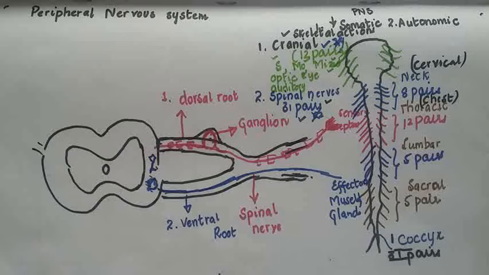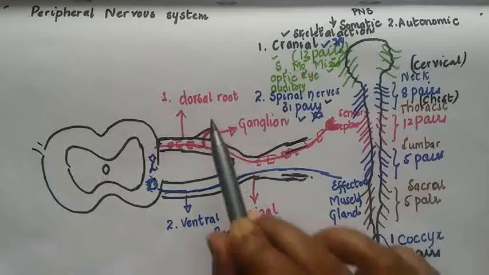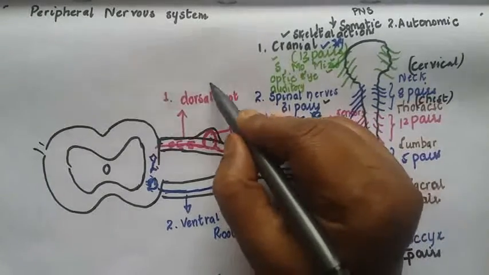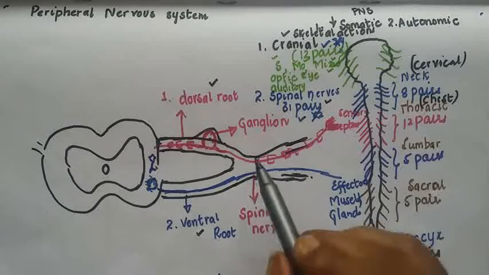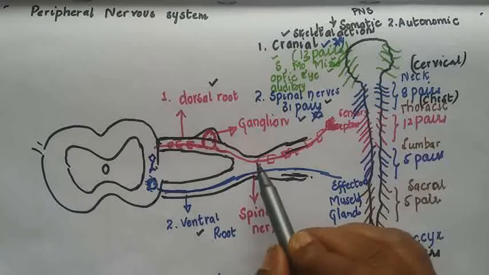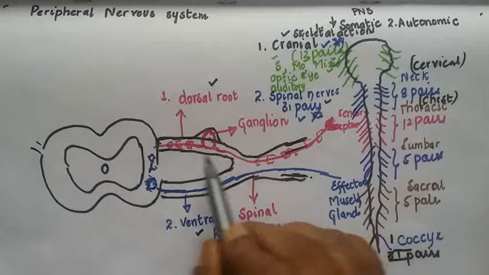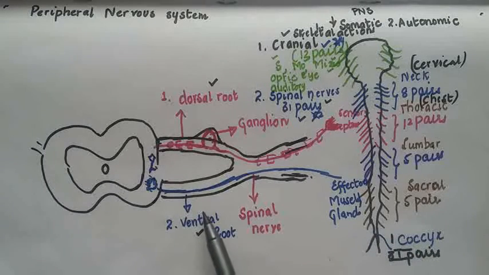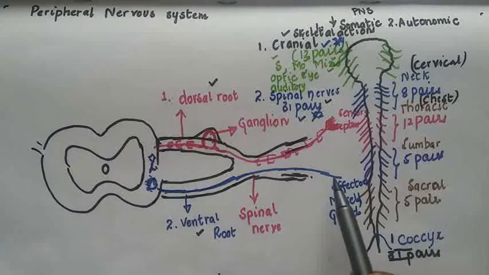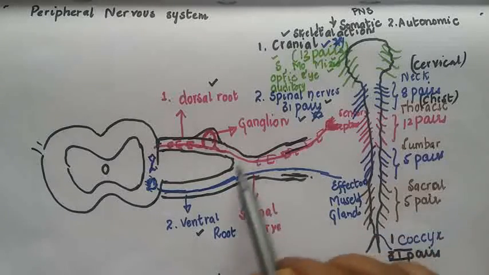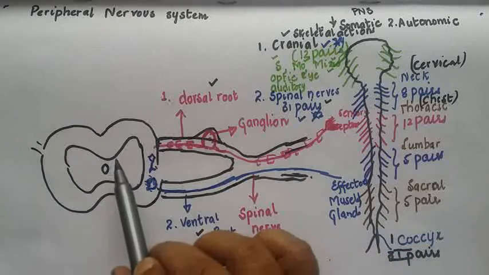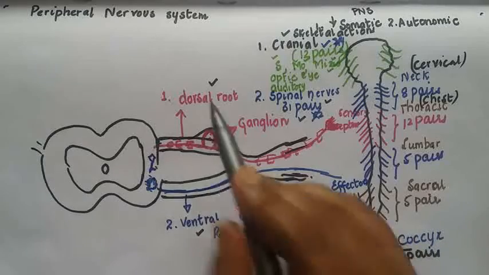So you can say that every spinal nerve has two roots known as a dorsal root followed by a ventral root. In the dorsal root we find the sensory nerve fibers, and in the ventral root we find the motor nerve fibers. Sensory nerve fibers carry the sensory impulses from receptors to the spinal cord.